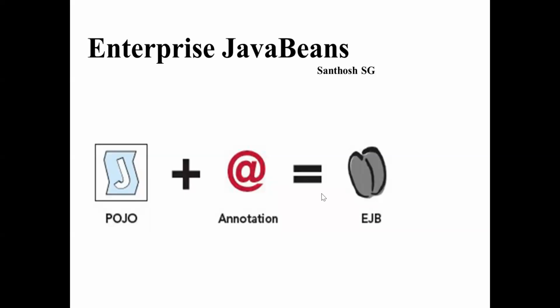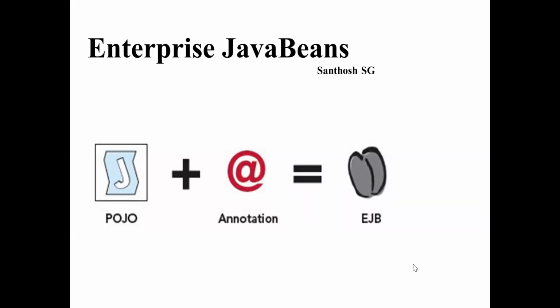Okay, good morning, students. So today we can start with the final module, enterprise Java beans. This is the fifth module in your subject, 18MCA41, Advanced Java Programming. Enterprise Java beans are a combination of POJO plus annotations. We can call it an EJB.